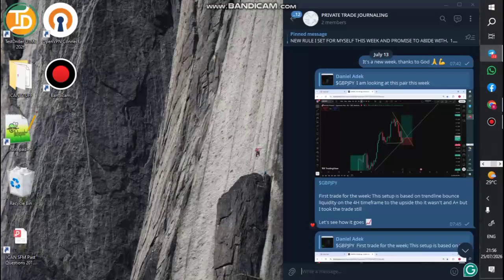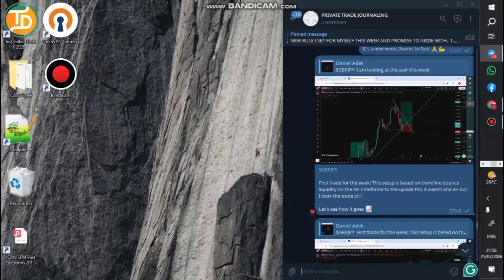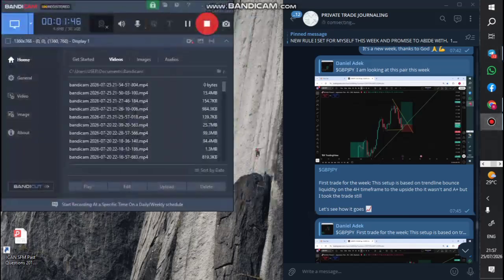This is the new week; July 30th was last week. So I was looking at this trade on JPY. This was my setup basically. I said first trade for the week. This setup is based on trendline bounce liquidity. One of my main strategies is trendline, that's trendline breakout or trendline liquidity. I trade trendline, either trendline breakout or trendline liquidity. That's what I trade.